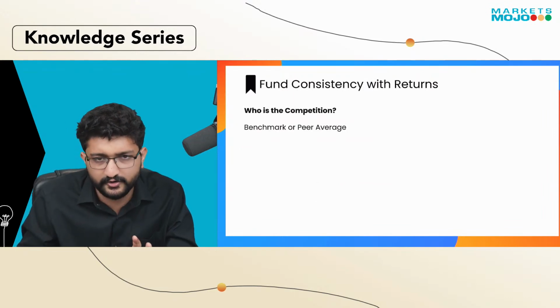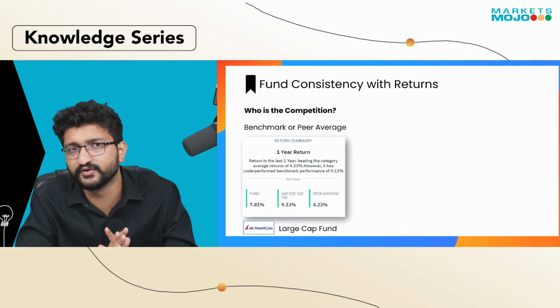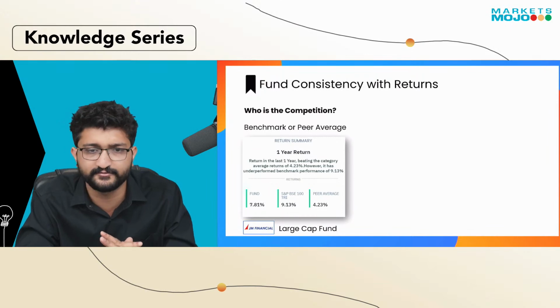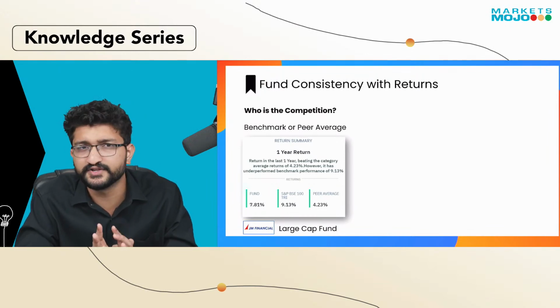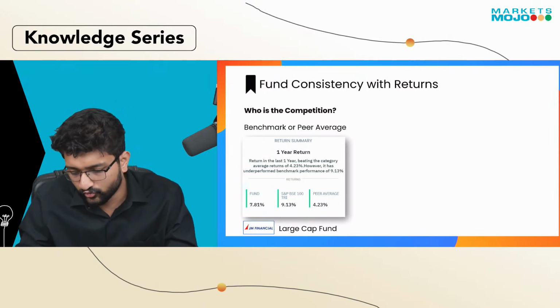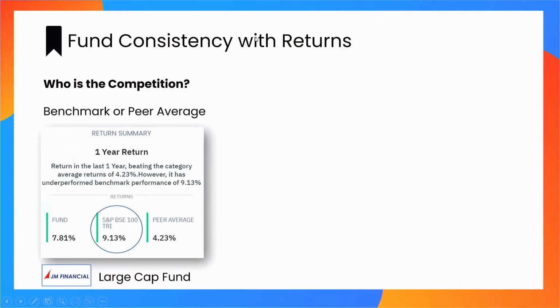So in our mutual fund analysis page, there's this particular card where we compare the 1-year return. Okay, so for example, this is JM Financial Large Cap Fund. The name being large cap, it invests in the top 100 companies. That's its index. So along with the fund's return, which is 7.81%, this is the benchmark, S&P BSE 100 TRI. TRI is nothing but total return index. Total return means it takes into consideration the capital appreciation as well as dividends of the stocks.